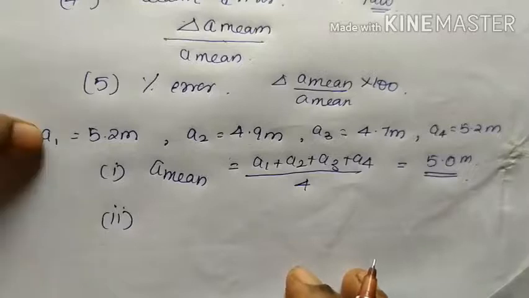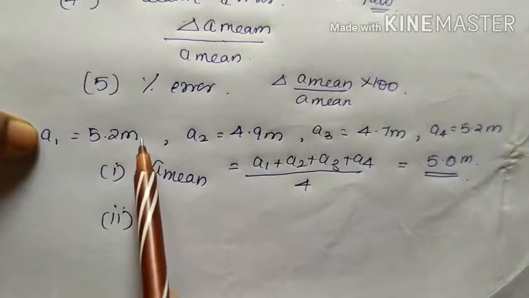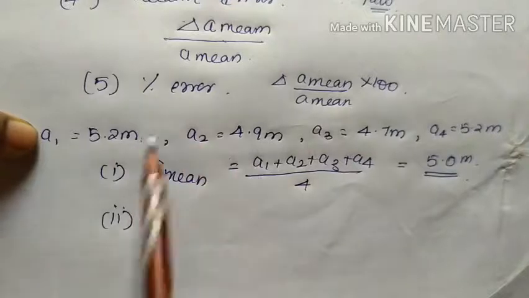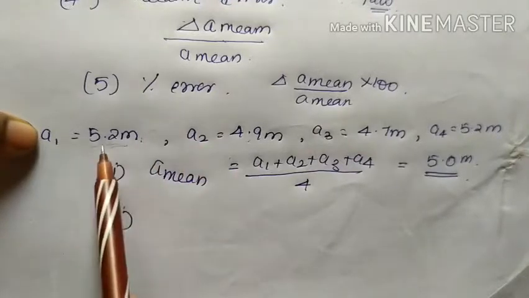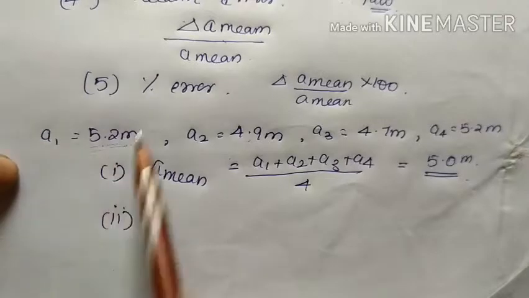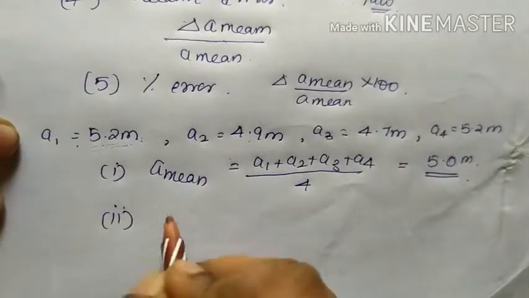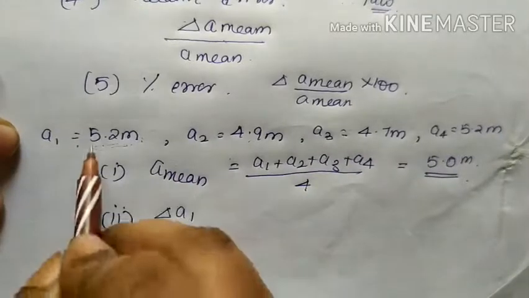Absolute error is the difference between the mean and each measured value. How much deviation is there, or how much error is there, for each measured value? That is your absolute error, and it is always positive. So see, delta A1 is the error of the first measured value.